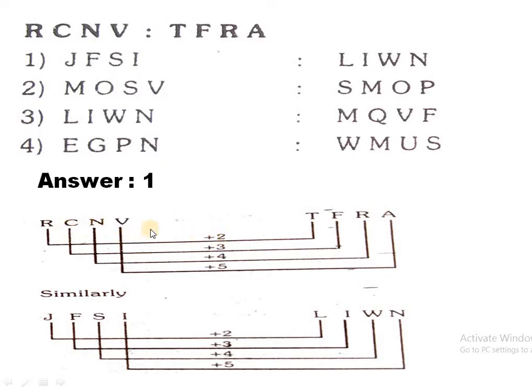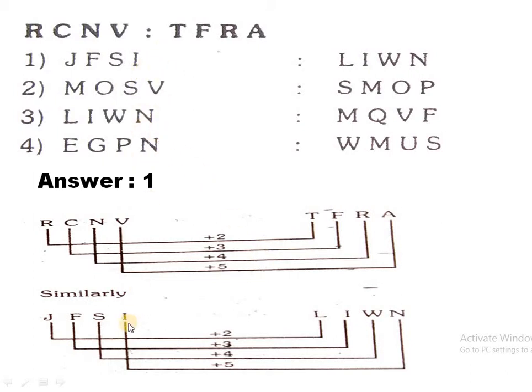Similarly, C and F, the number of letters in between is 3. Similarly, N and R, the number of letters in between is 4. So the numbers are in increasing order, going on increasing. And V and A, the number of letters between is 5. The fifth letter is A. In that manner, find the correct answer in the following 4 options.